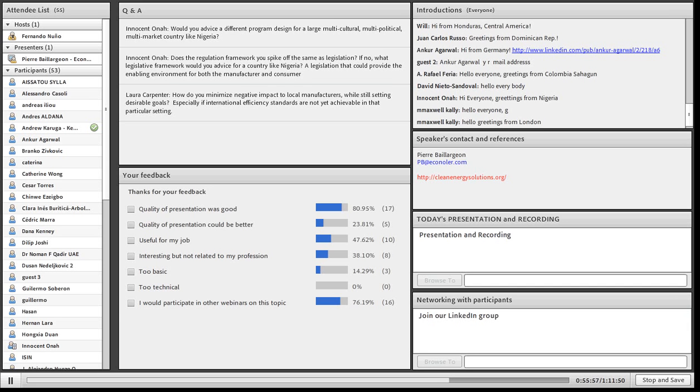So meanwhile, we received other questions. From Laura Carpenter: how do you minimize negative impact to local manufacturers while still setting desirable goals, especially if international efficiency standards are not yet achievable in that particular setting? Yeah, that's a very good question, Laura. In fact, that's always a balancing act between the objectives of the government.